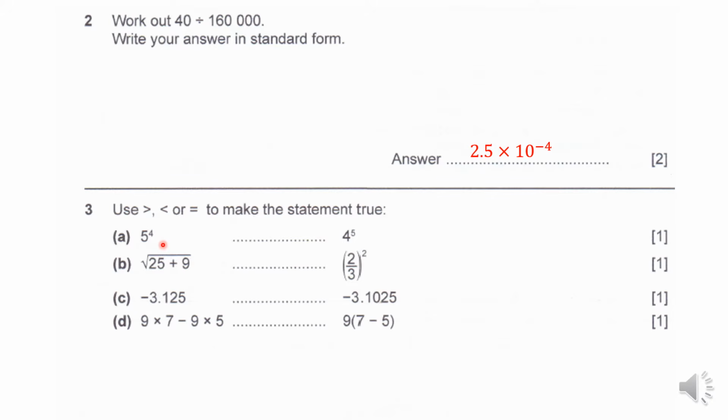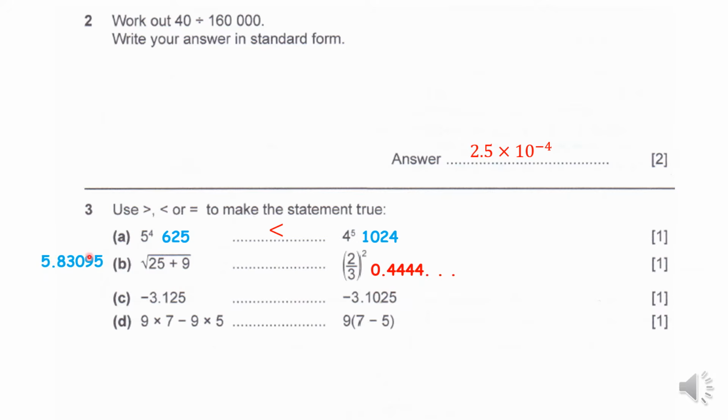Alright, so 5 to the 4th power, well, you work that out on your calculator, and you realize it's 625, whereas 4 raised to the power of 5 is equal to 1024. Quite clearly, 4 to the power of 5 is bigger than 5 to the power of 4. So therefore, we will say that 5 to the power of 4 is less than 4 to the power of 5.